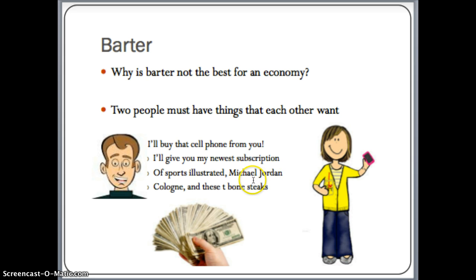And T-bone steaks, she might be a vegetarian. She doesn't want those things. So where someone might value those things, like me, the MJ cologne, the T-bone steaks, the Sports Illustrated magazine, she would have no value for those, so she would not trade her phone. So in order for barter to exist, two people must have things that they both want. And we'll revisit this scenario in a moment.